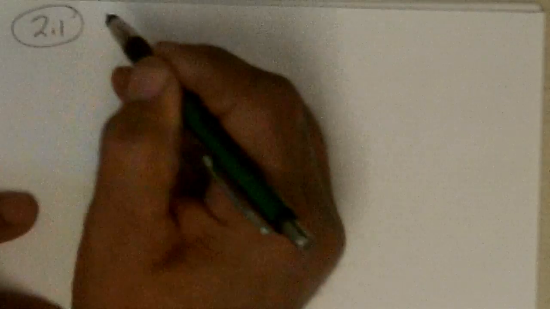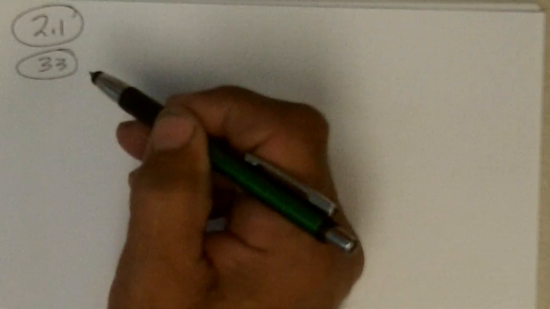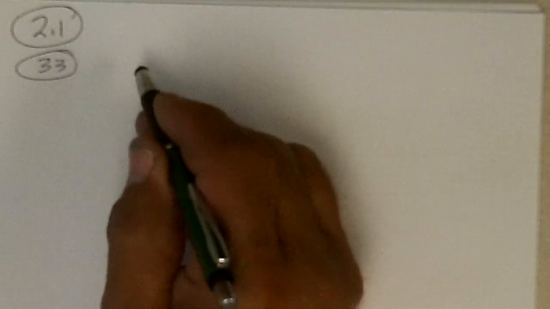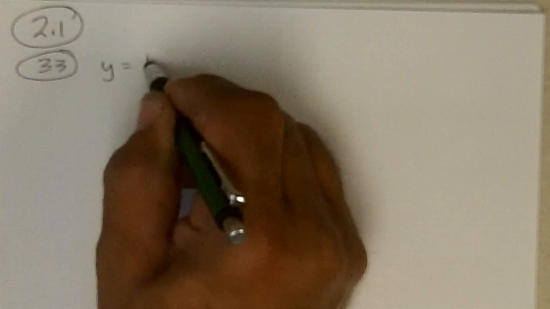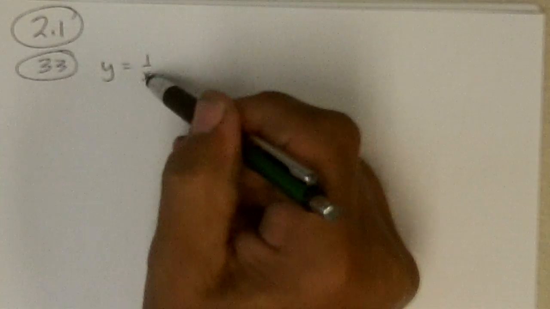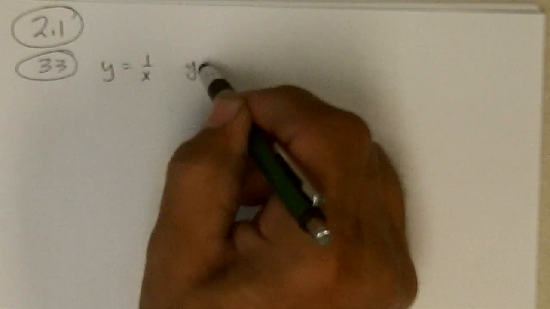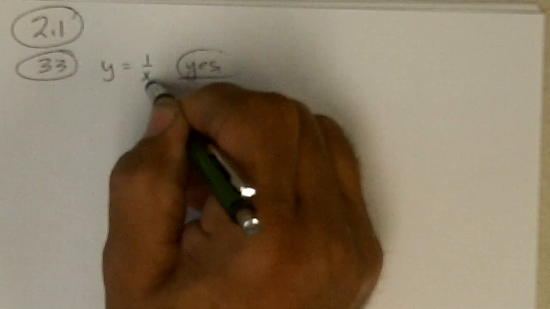2.1, continuing, we now are on 33. 33 says, determine whether the y defines a function of x. If it's y equals 1 over x, for every x there'll be one y. There will not be any way to get 2. So this is a function. It just isn't defined at 0.